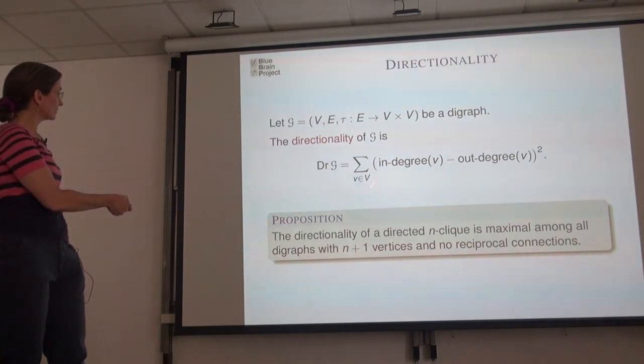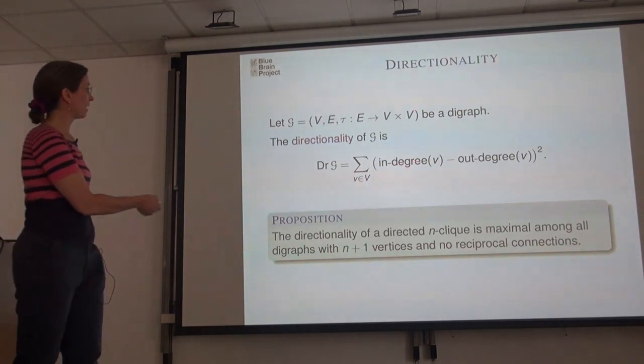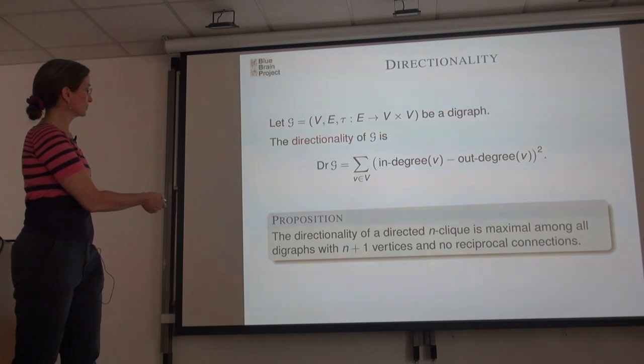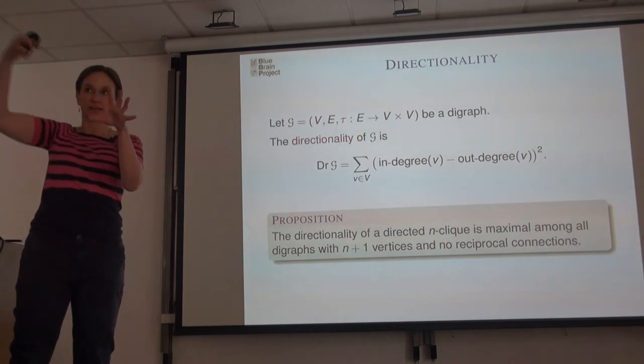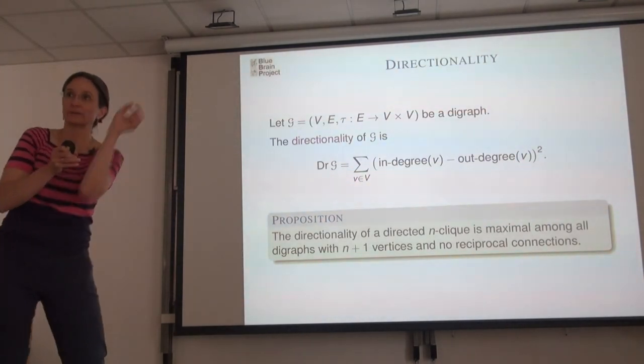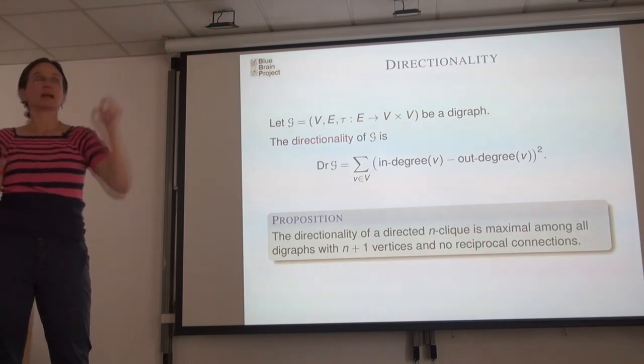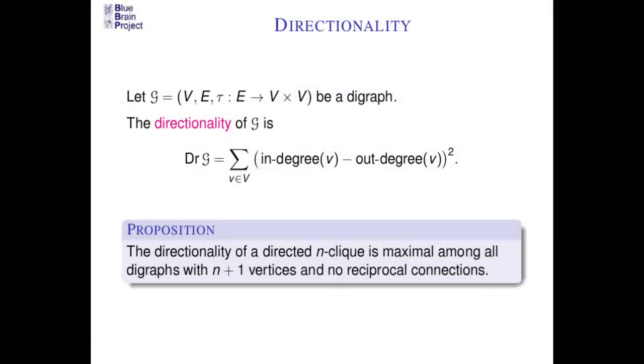So we can take the sum over all the vertices of the square of the in-degree, so how many edges are going into V, minus how many edges are going out of V. And we take the sum of the squares of this. It's some sort of norm that we're putting on this set of directed graphs, and somehow it picks up how much of a sense of direction you have in your graph.